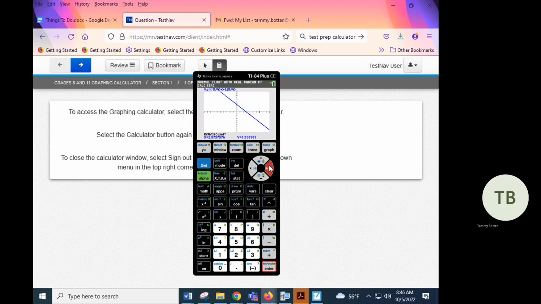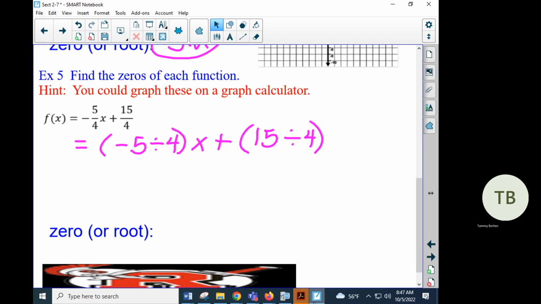Then I'm going to move it so it's to the right, hit enter. When it says guess, hit enter. And our answer is 3. Okay. So this one is 3.